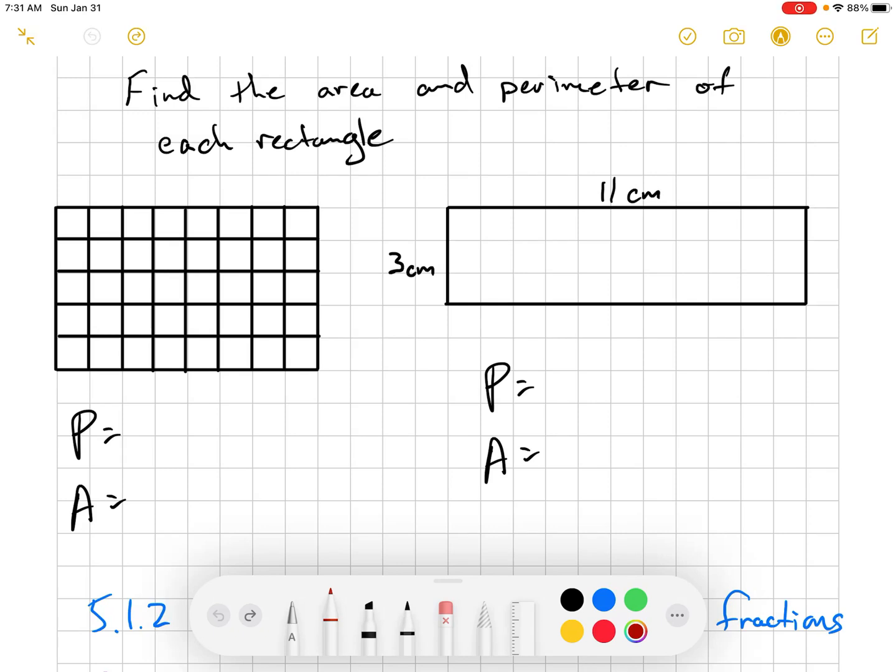All right, this is 512. There are some quick problems for you to try, practice, and then find the area and perimeter of each rectangle. This will show up on that next test, okay?